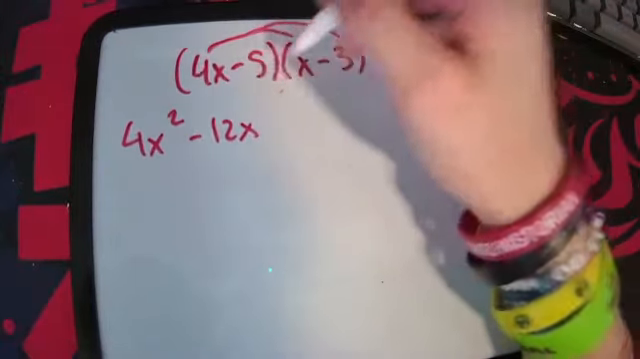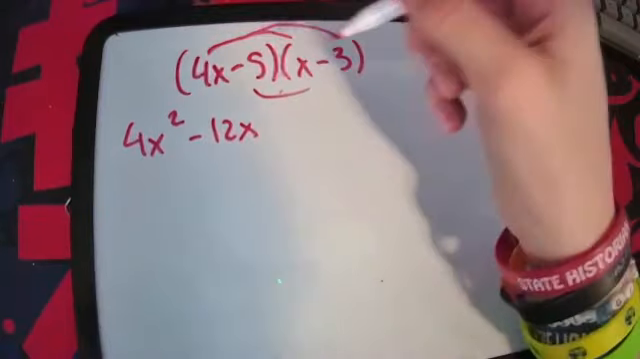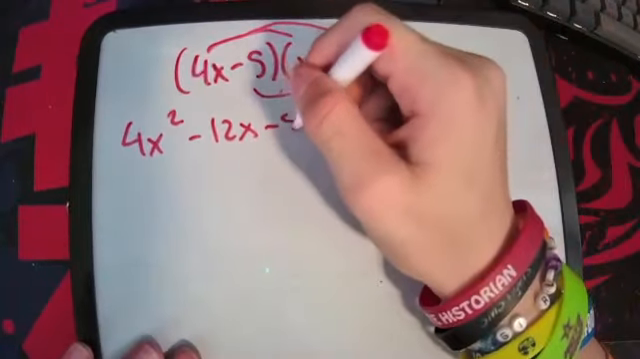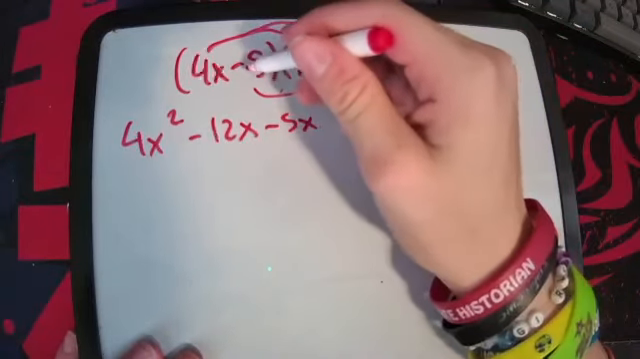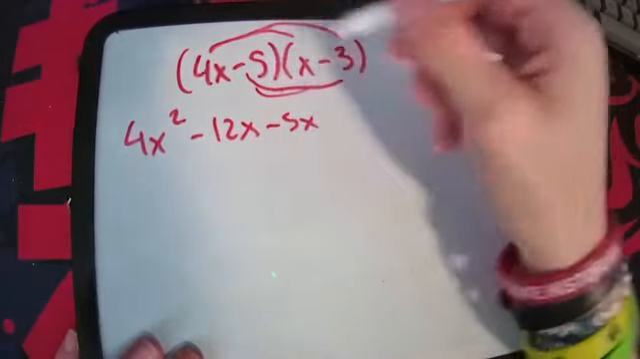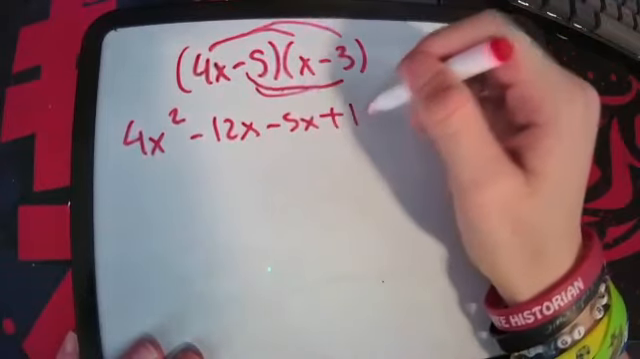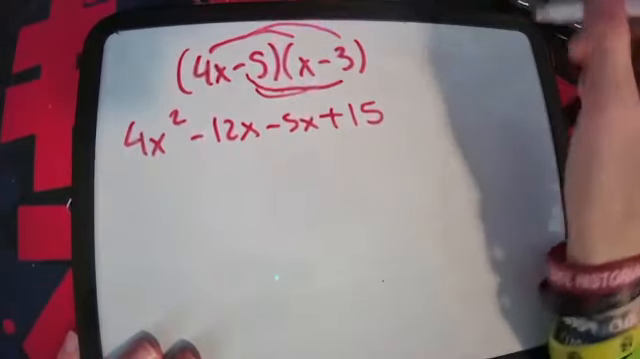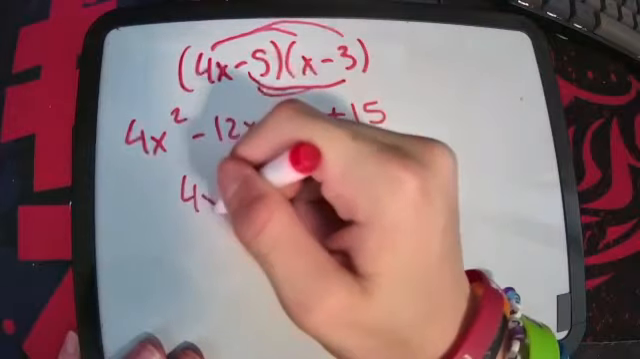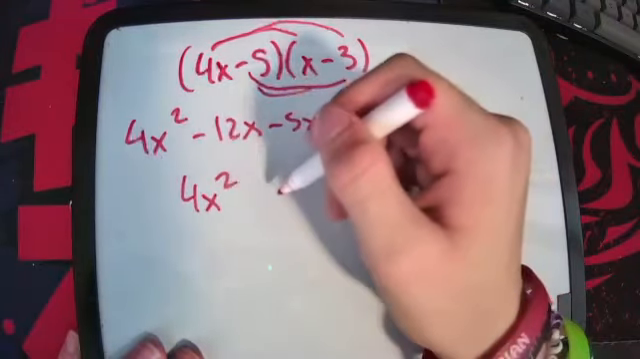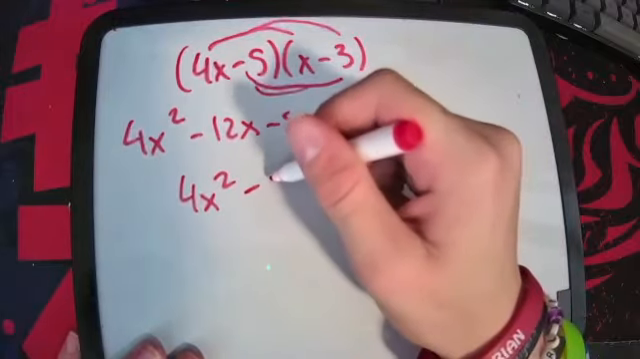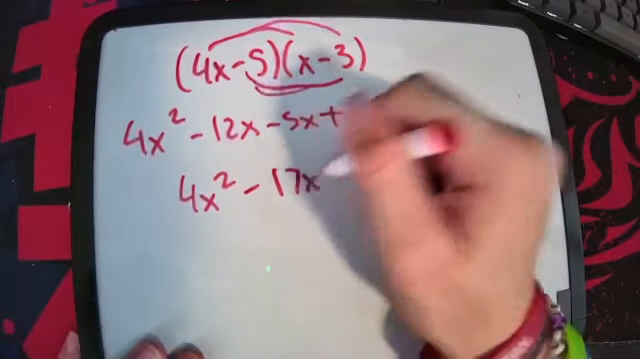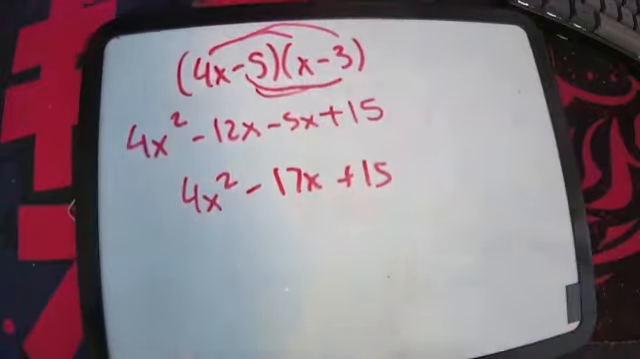Next, the innermost two terms together, which is negative 5 and x, which equals negative 5x. Finally, we have the last two terms together, which is negative 5 and negative 3, which equals positive 15, because two negatives make a positive. Finally, we have our final answer after simplifying, which all we have to do is combine like terms. So we have 4x squared minus 17x plus 15, and that is our final answer.